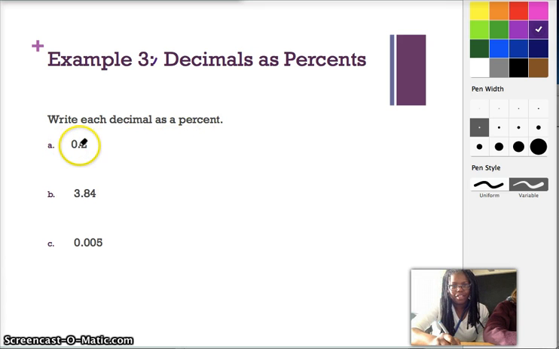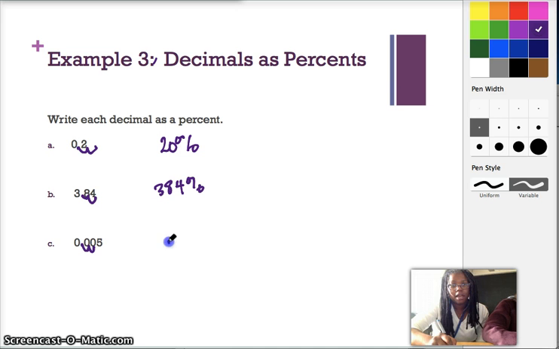And so if I write this as a percent, this is going to be 20%. Notice I move the decimal place 2 spaces to the right. Again, 2 spaces to the right. 1, 2. This is 384%. 2 spaces to the right. 1, 2. This is 0.5%.